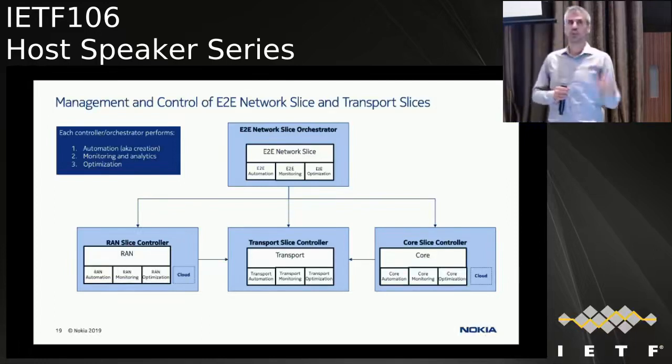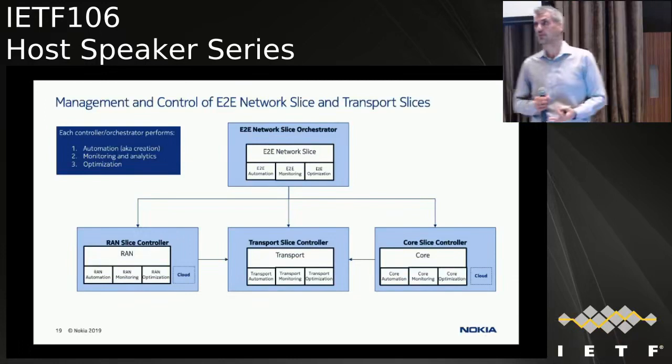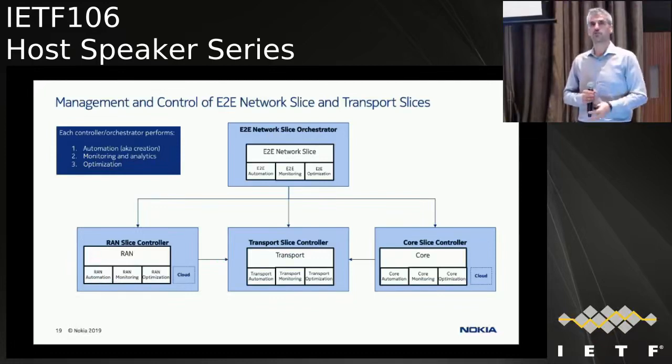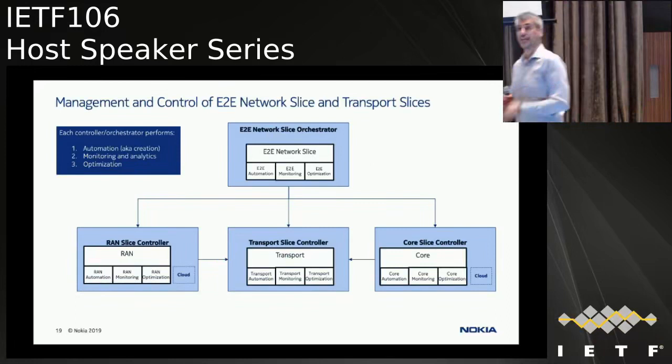At the same time, each of these controllers, again, does three things independently: automation, monitoring, and optimization. And when it comes to us, the middle box, the transport slice controller, is basically addressing the automation of the transport slices, monitoring and assurance of the transport slices, and closed loop optimization. And these are happening independently.